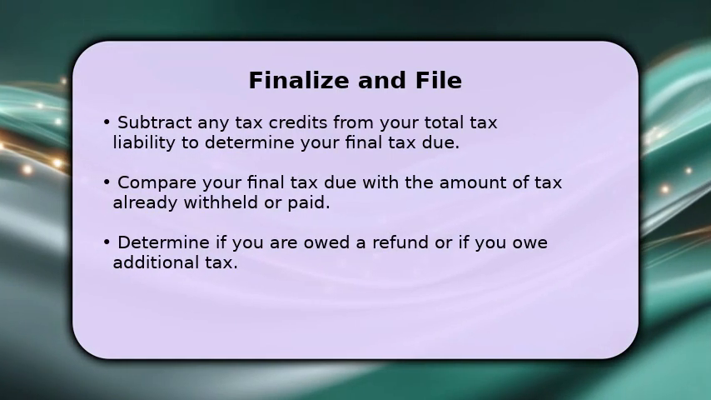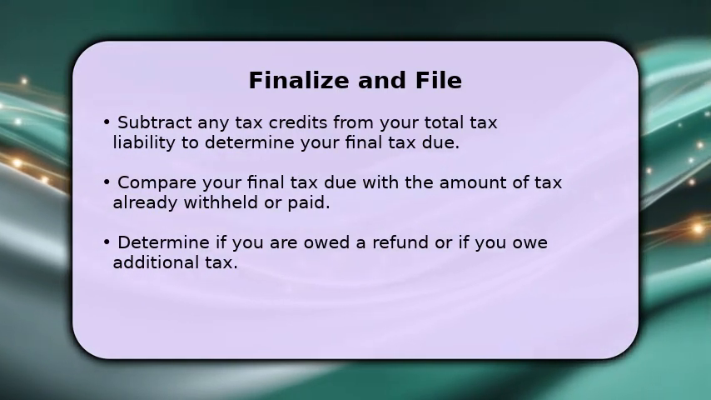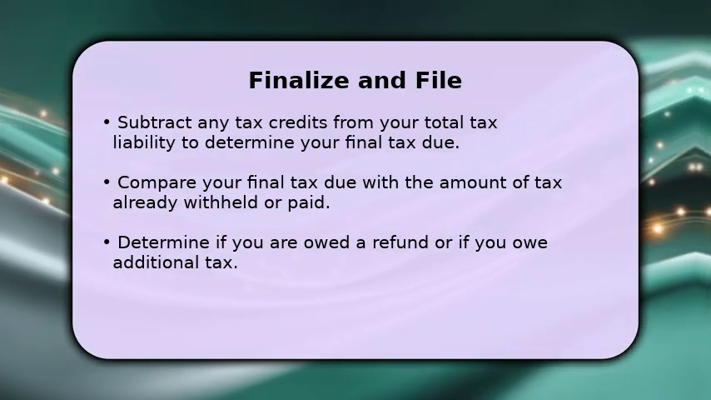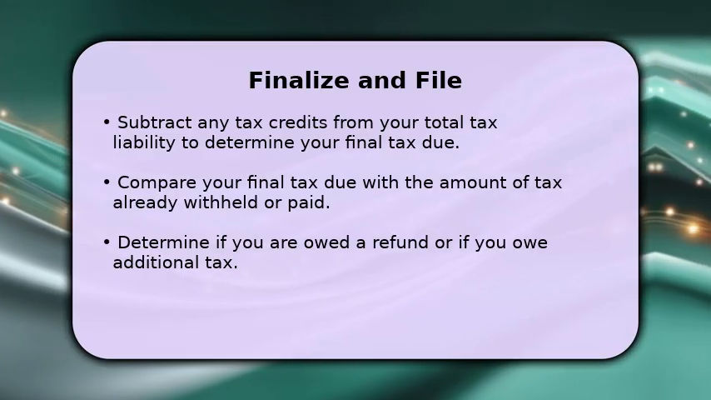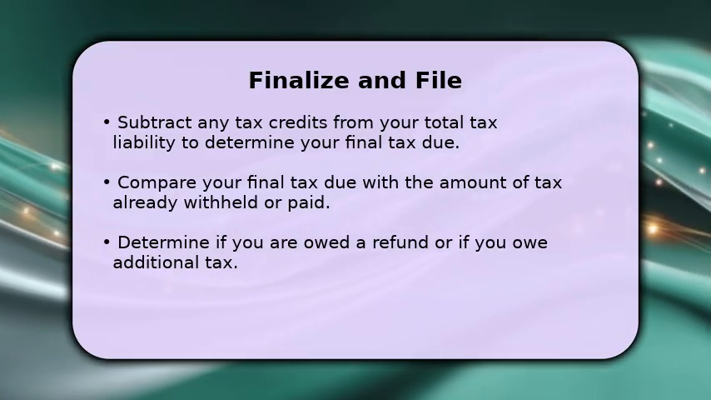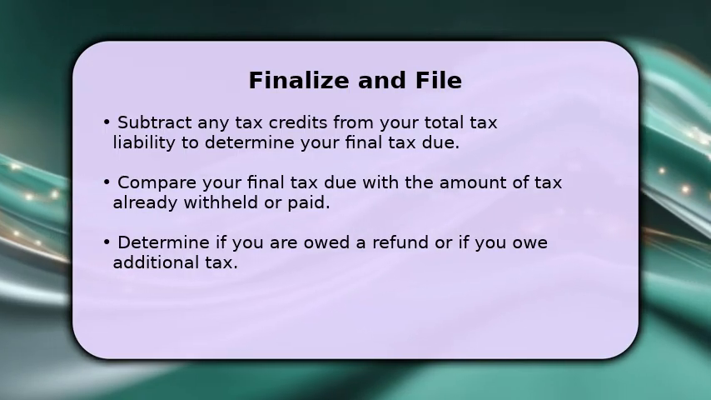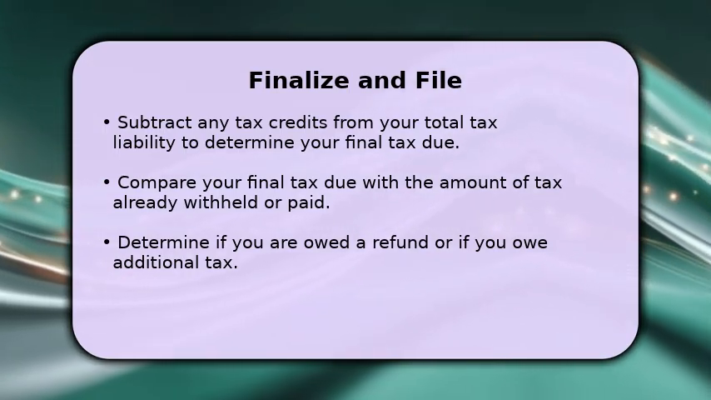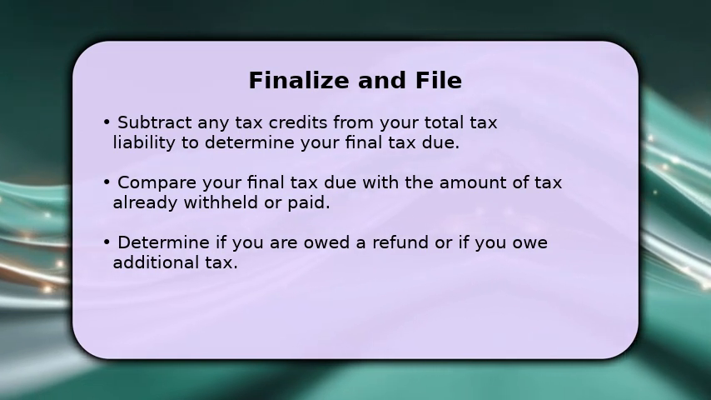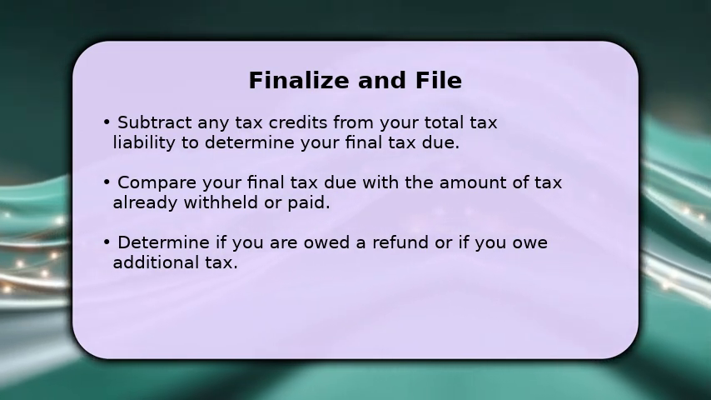To finalize, subtract any tax credits from your total tax liability. This gives you the actual amount of tax you owe. Compare this figure with the amount of tax already withheld from your paychecks or paid through estimated taxes. If you paid more, you'll receive a refund. If less, you'll owe the difference.